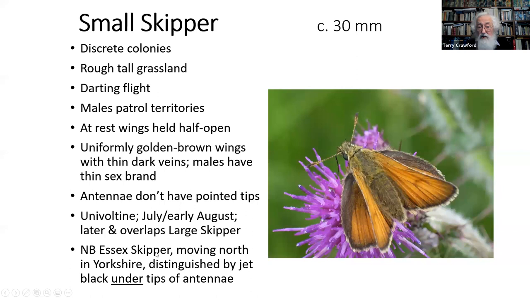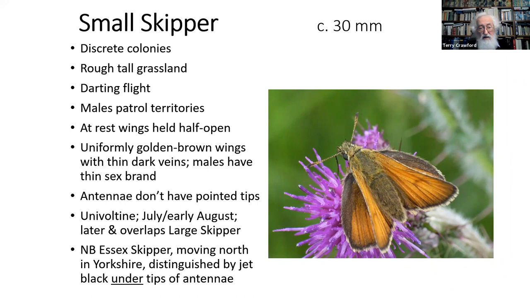It's quite well established in the southern areas of VC61 and VC63. The only real way to tell the difference between a small skipper and an Essex skipper is to get up close and look underneath the antennae, where there is a patch of jet black just on the underside of the antennae if you've got an Essex skipper. It's almost as if it's been painted with black Indian ink. So that's a bit tricky.